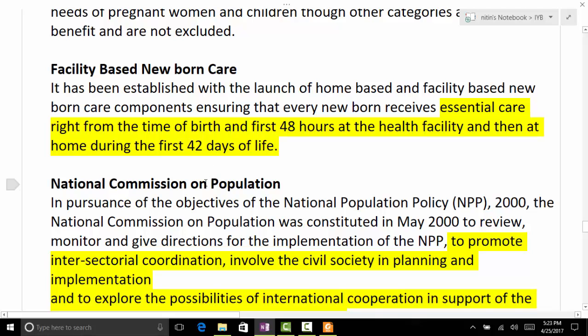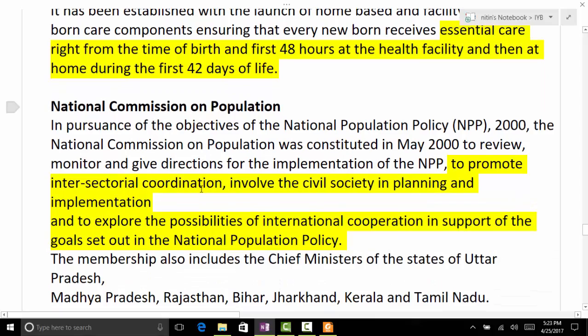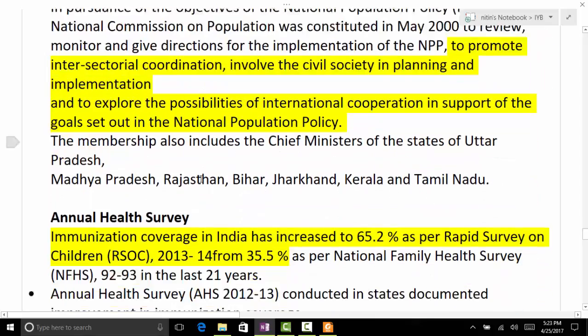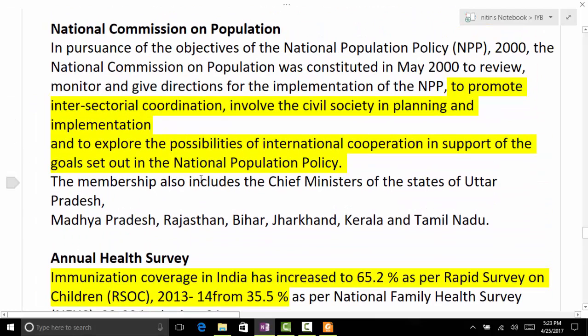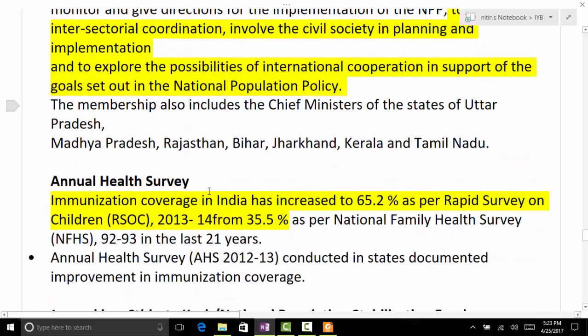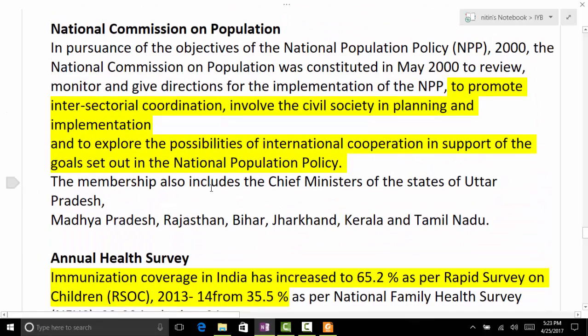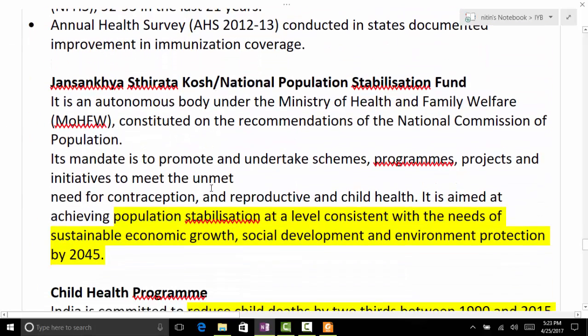So that is facility based newborn care. National Commission on Population, you can read it, it's for mains basically, and even if you have sociology as an optional, somewhere in paper 2 it can be helpful. Anybody of you having sociology as an optional, it's basically for paper 2, it could be asked in sociology. Else for mains you can have an idea about what the population policy is. Else for PT you can leave it.